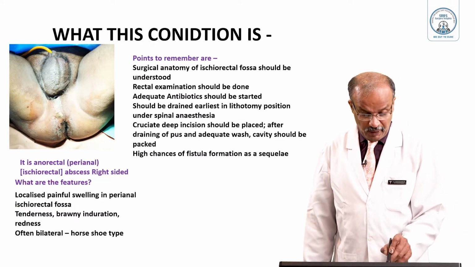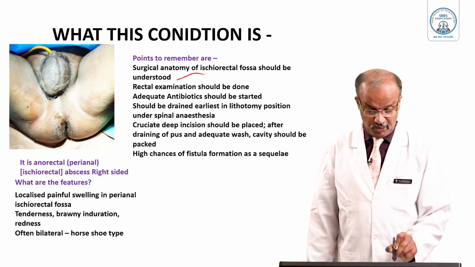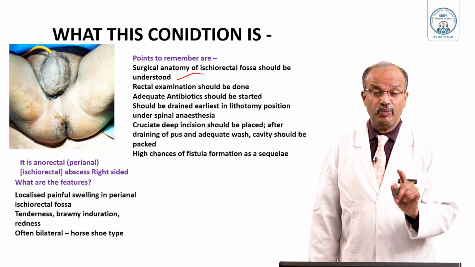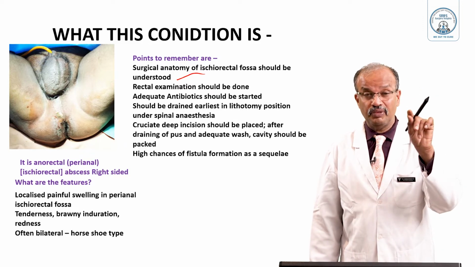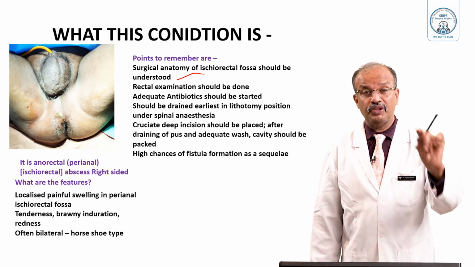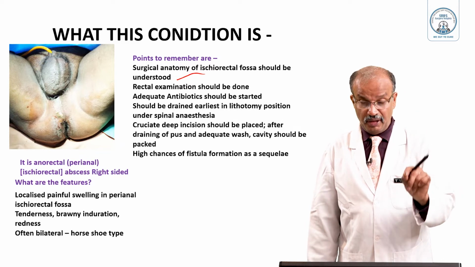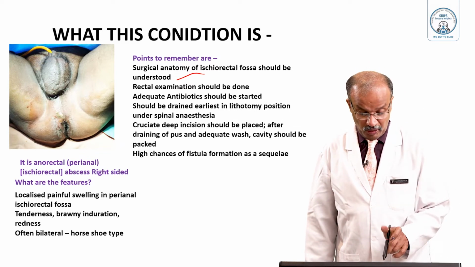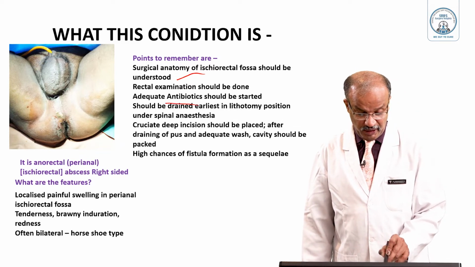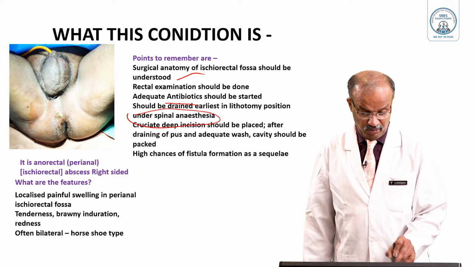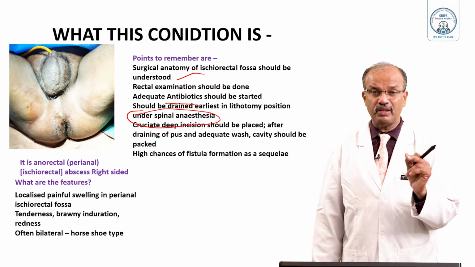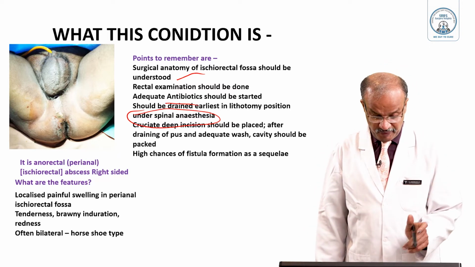Points to remember: surgical anatomy should be understood well. Rectal examination should be done. You should do the PR in this patient to see whether there is a focus in the rectal wall or other area, and whether the inner rectal areas are normal or abnormal. Antibiotics should be started, and it should be drained at the earliest in lithotomy position under spinal anesthesia. We can drain under local anesthesia, but usually spinal or general anesthesia is ideal.